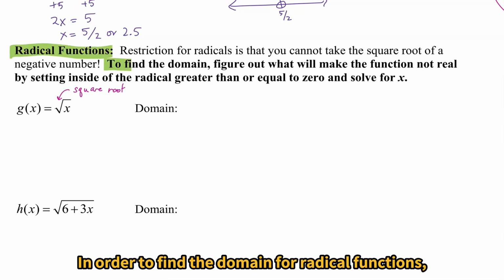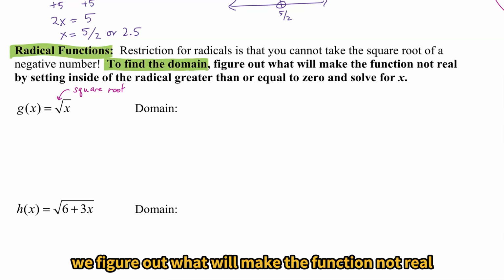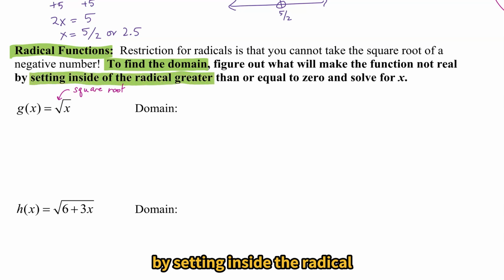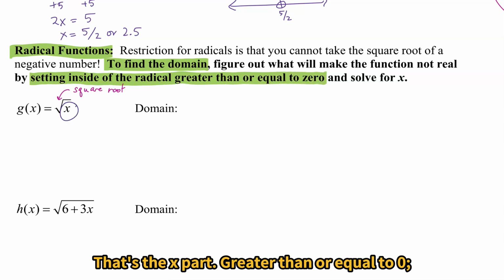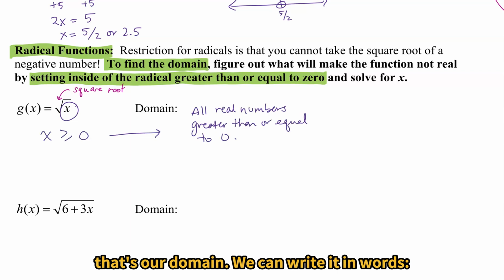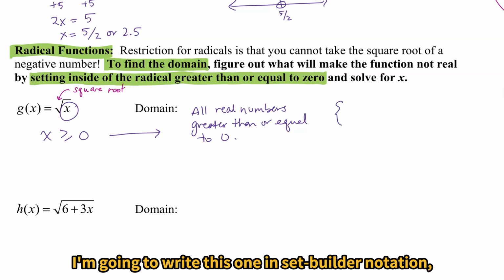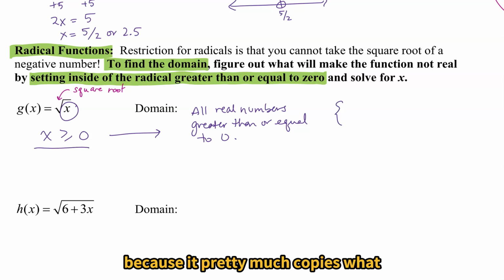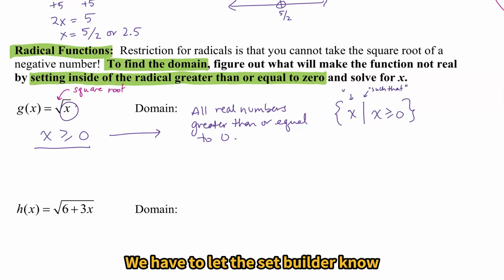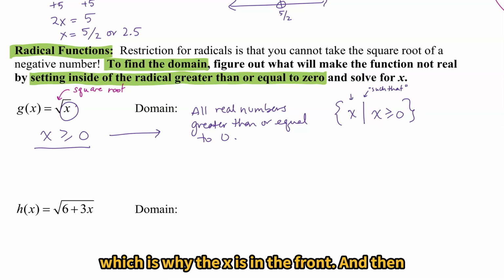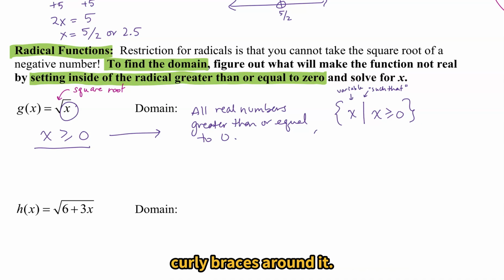In order to find the domain for radical functions, we figure out what will make the function not real by setting the inside of the radical greater than or equal to 0 and solving for x. So inside the radical, that's the x part, greater than or equal to 0. That's our domain. We can write it in words: all real numbers greater than or equal to 0. I'm going to write this one in set builder notation because it pretty much copies what we just wrote over there: x such that x is greater than or equal to 0. We have to let the set builder know what our variable is, which is why the x is in the front, and then curly braces around it.